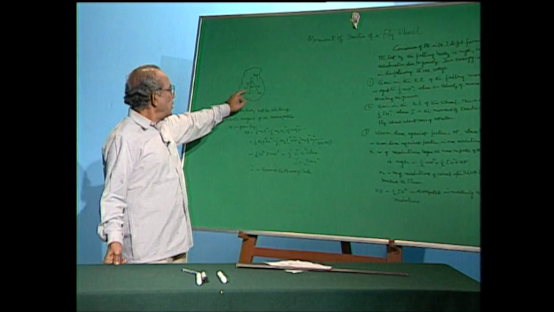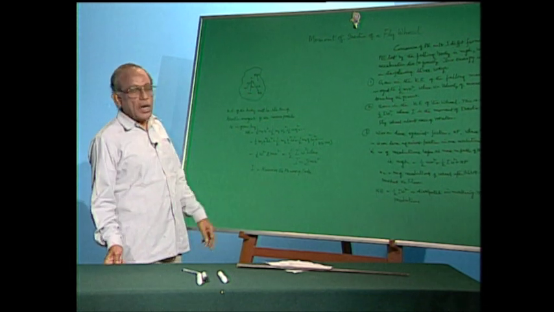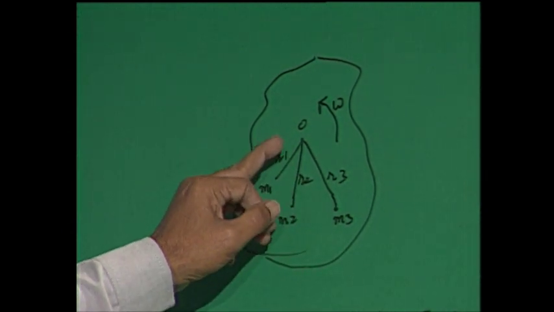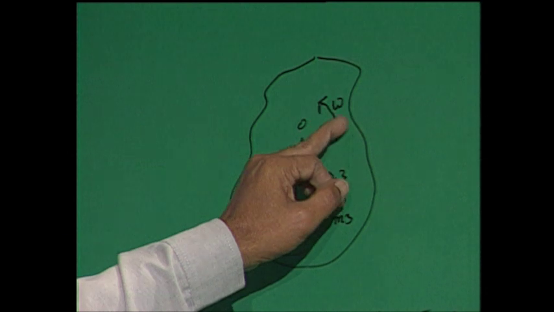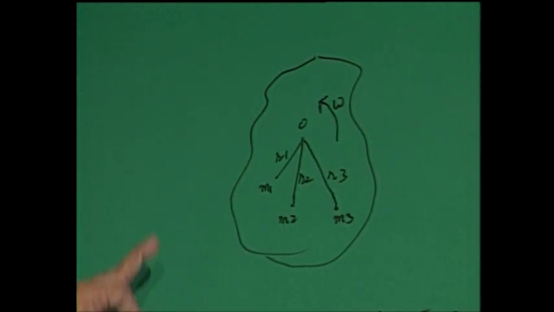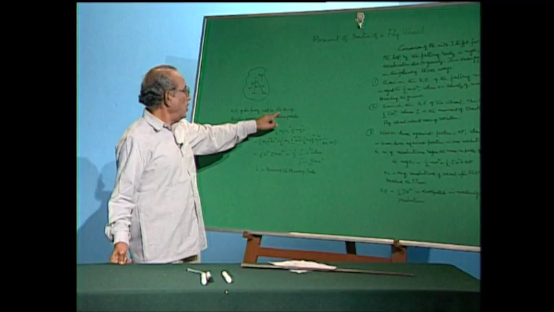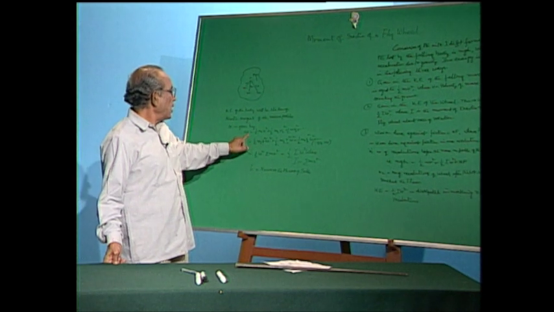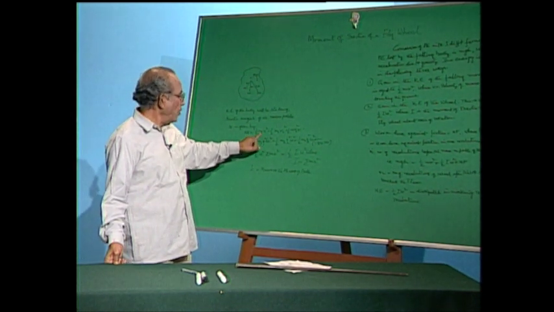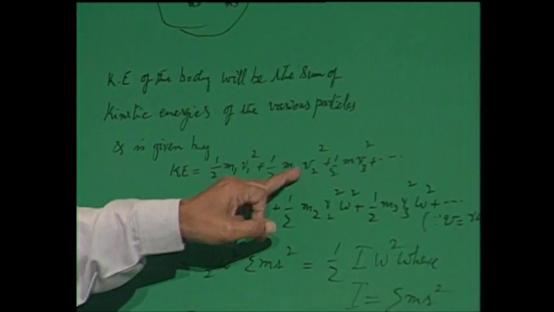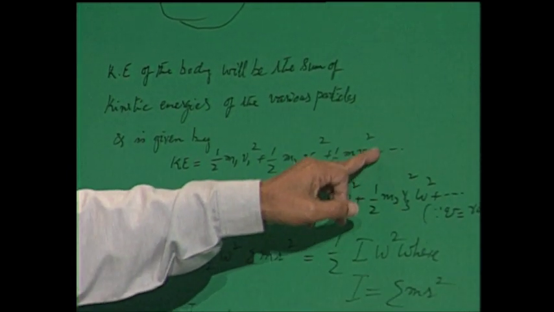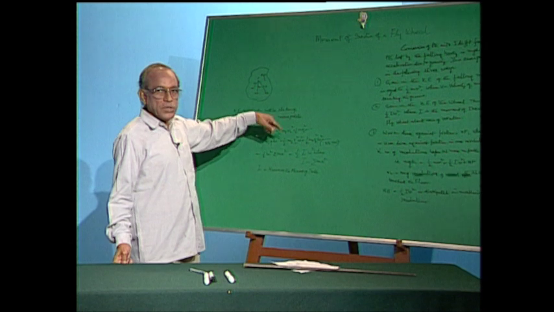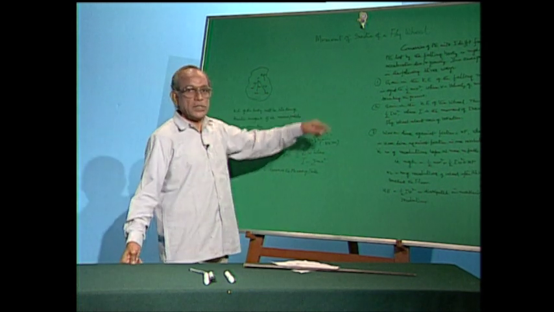Here the particles m1, m2, m3 have different velocities by virtue of their distances from the axis of rotation, whereas omega is the same. Now, the kinetic energy of the body will be the sum of the kinetic energies of the various particles, and is given by kinetic energy equal to half m1 v1 square plus half m2 v2 square plus half m3 v3 square etc. Here we have taken only 3 particles into consideration. We can take several particles like that.